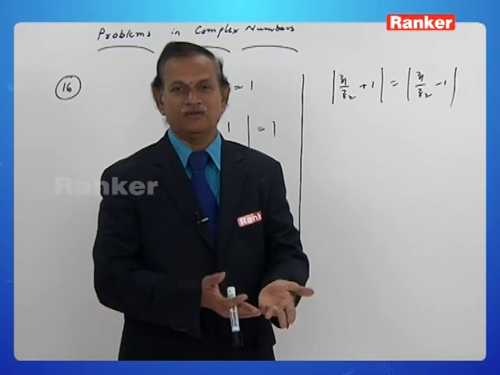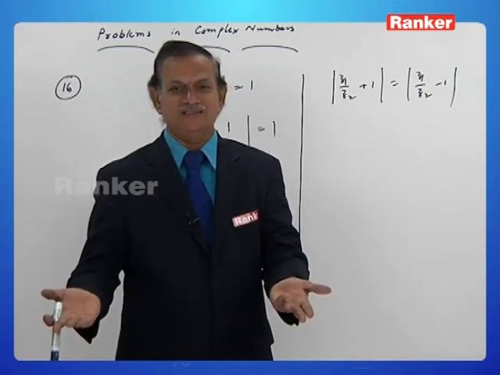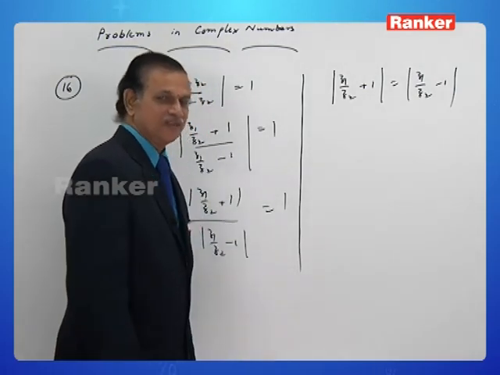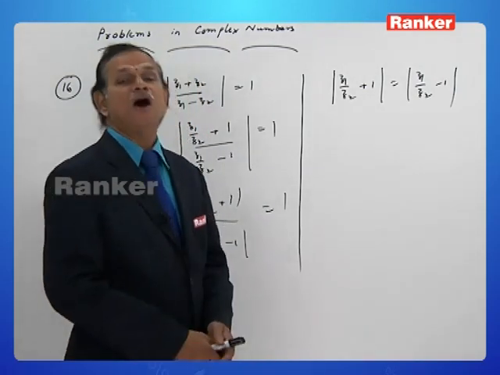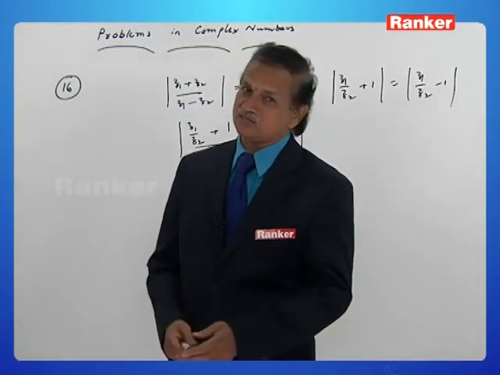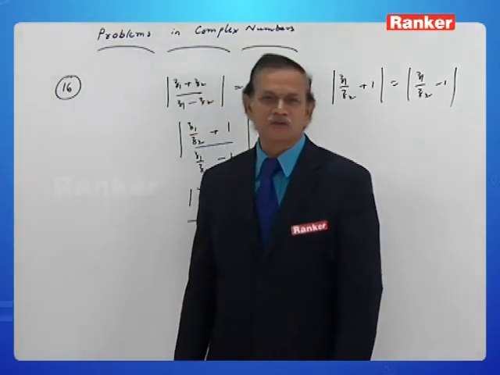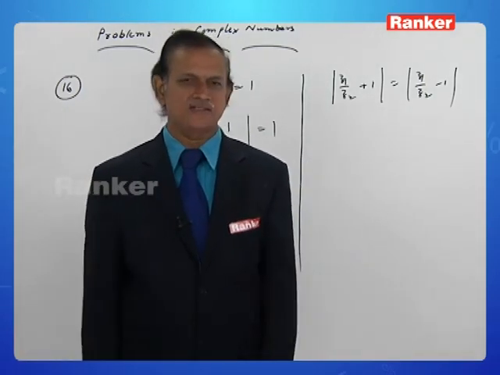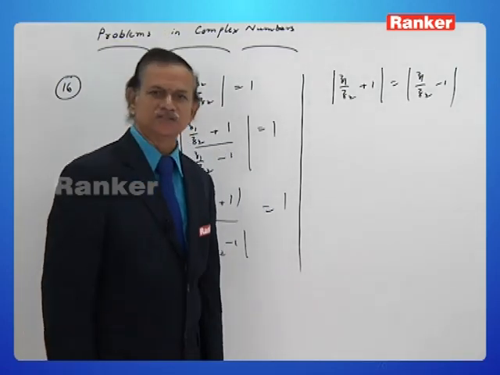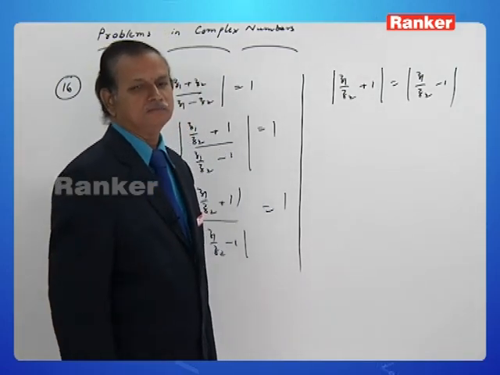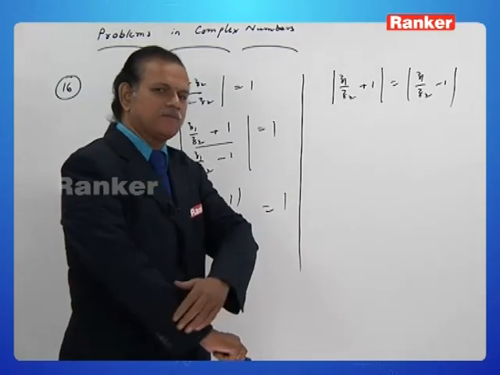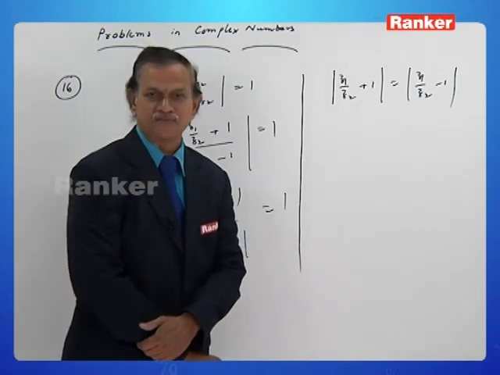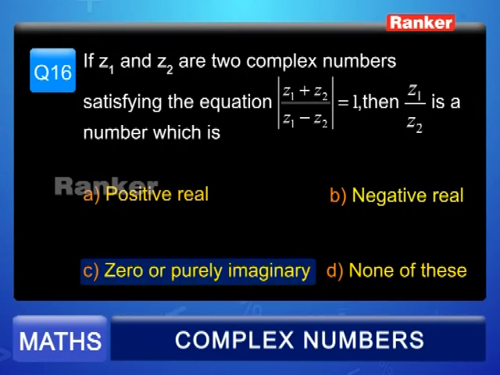(1, 0) and (minus 1, 0) lie on the x-axis. The perpendicular bisector is nothing but the y-axis. Therefore, Z lies on the y-axis. So, Z is either 0 or purely imaginary. You can easily understand that, because it should lie on the y-axis. That is, Z1/Z2 is purely imaginary, or it may be 0, because it is supposed to lie on the y-axis. Hence, what is the right option? Option C is of course the correct option here.